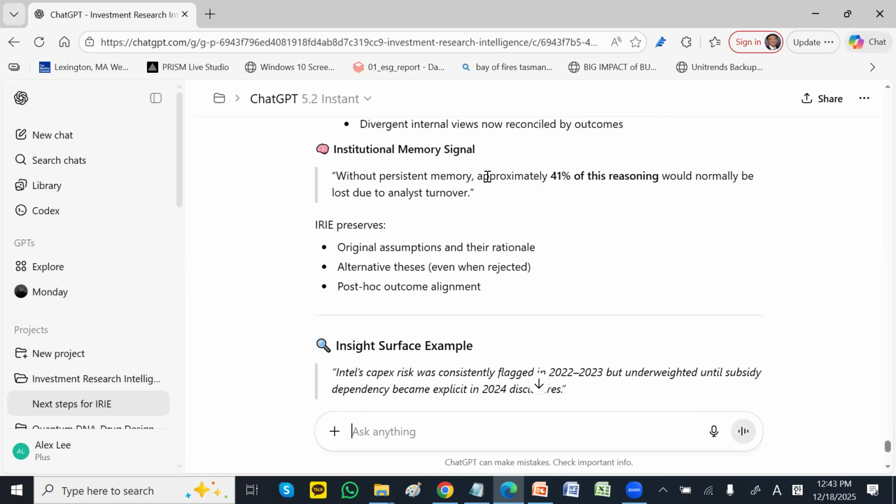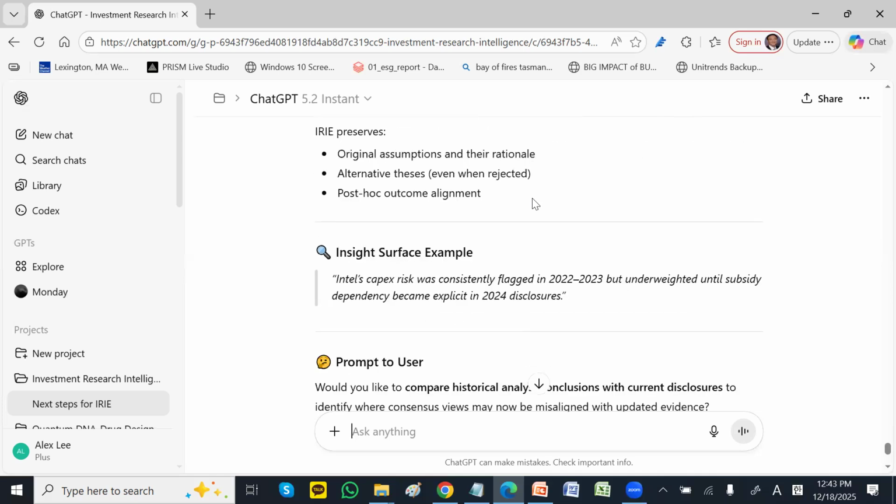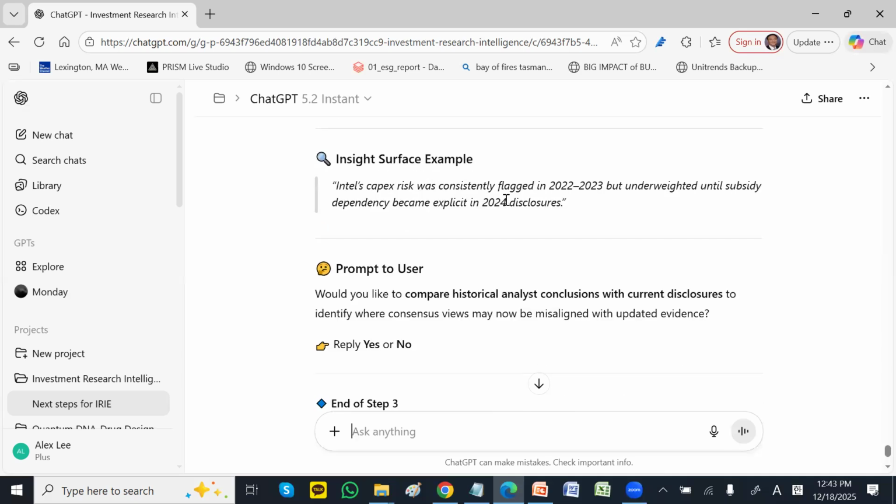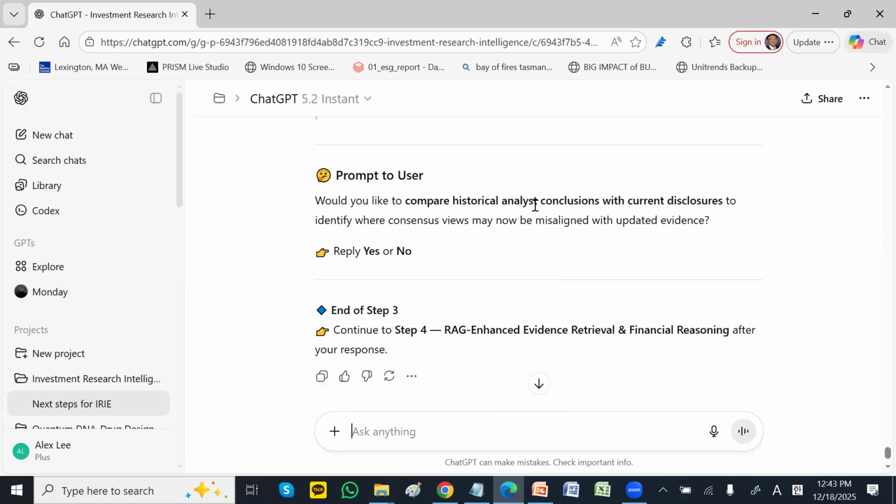Without persistent memory, approximately 41% of this reasoning would normally be lost due to analyst turnover, right? So it preserves the original assumptions and their original alternative thesis. And then it tells you, for example, that Intel's core factor risk was consistently flagged in 2022-23, but underweighted until it subsided. So it gives you the analysis reasoning, and then compares the historical analysis conclusions with the current disclosure. Okay, so let's just see that.